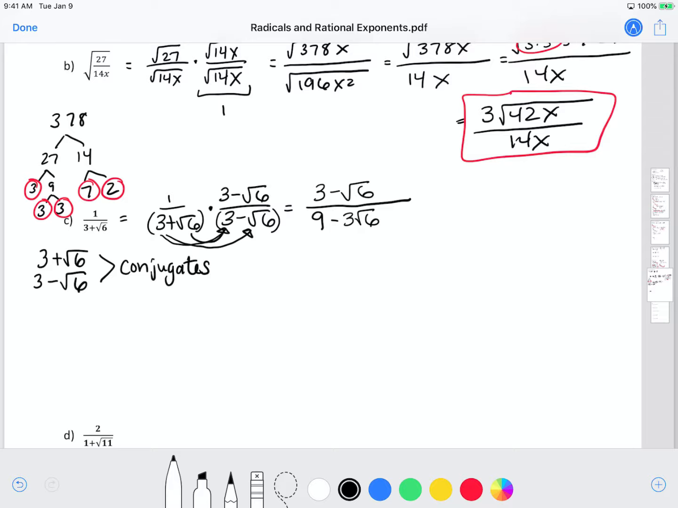Then I'm going to take 3 times the square root of 6. That gives me positive 3 square root of 6. And the last one is the square root of 6 times the square root of 6, which is the square root of 36.